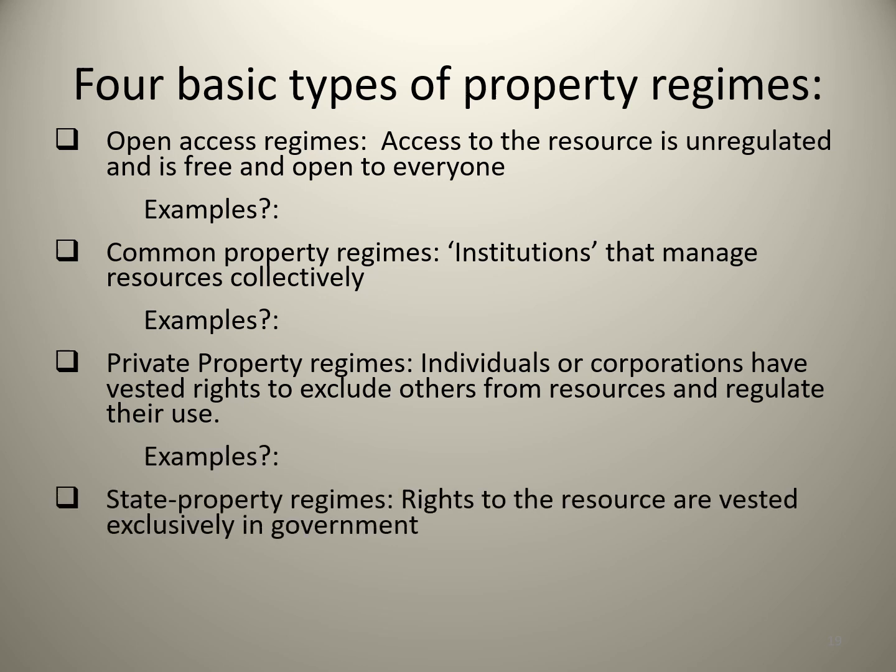And then lastly, we have state property regimes, government regulated, nationalized. This is where the rights to the resource are vested in the government. Examples of this: are you allowed to just go fishing or hunting anytime you want? No. Wild game and fish populations, these resources are under a state property regime, meaning the government regulates access to them. You have to go buy a license if you want to go fishing or hunting.